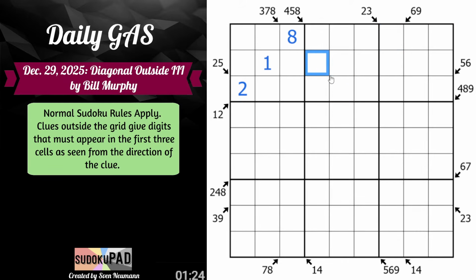So wait, let's make the consideration here. This is 3, 7, 4, 5, 8. So this is 3, 4, 5, 7, 8. We are missing 1, 2, 6, and 9. So 1 can't go here, 2 can't go here. This is definitely 6 or 9.